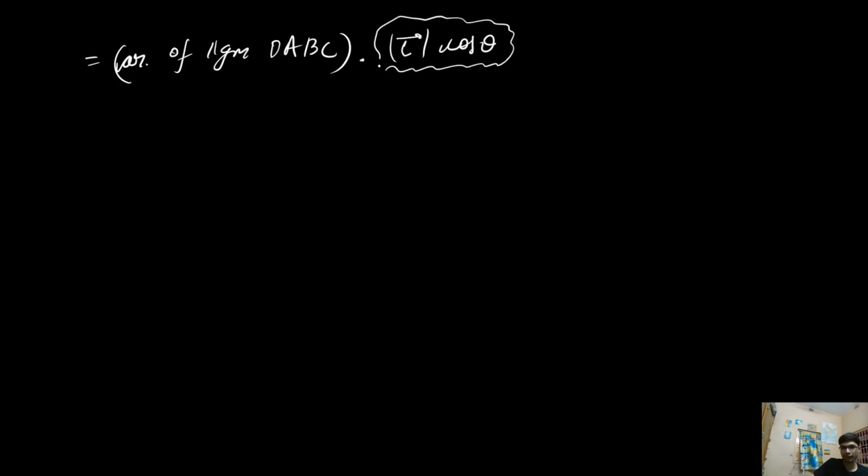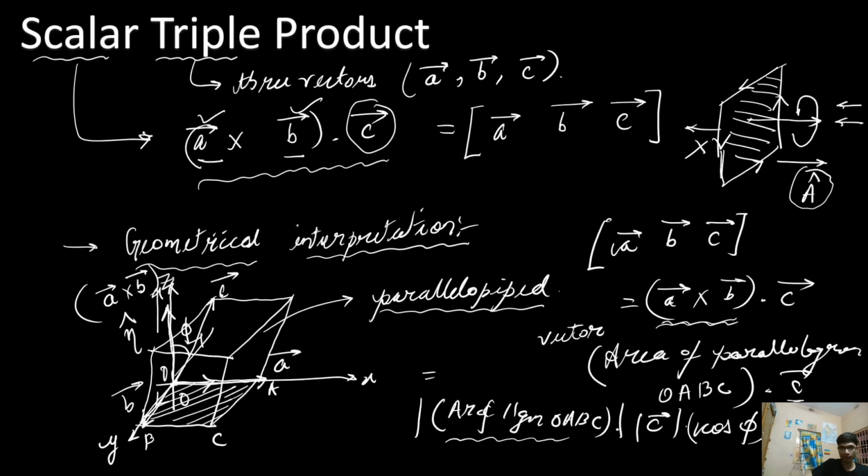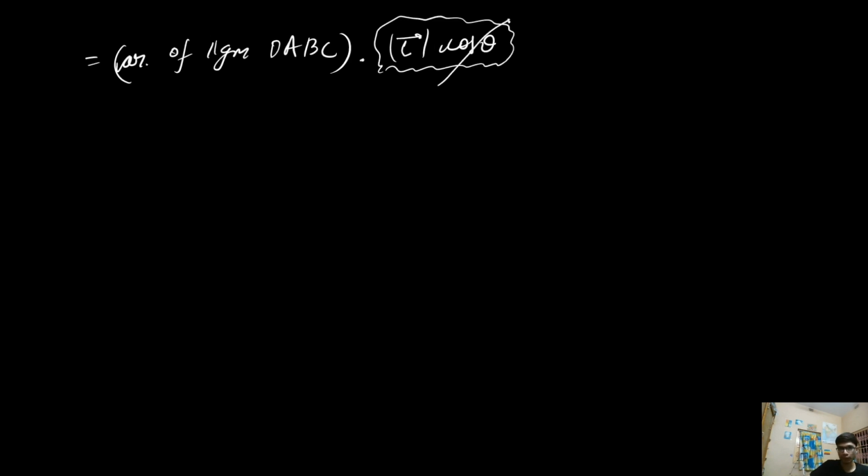If this is the projection length on that particular axis, and this particular point is L, then from here you get the result that OC cos phi is equal to OL. So this OL represents the height of this 3D figure, whose base is a parallelogram. This OL basically represents the height of the 3D figure from the base of that parallelogram.